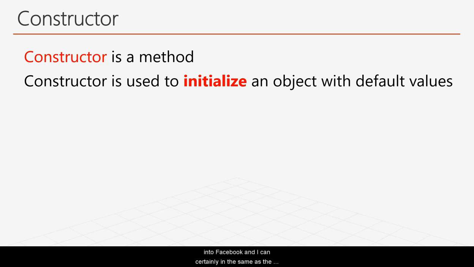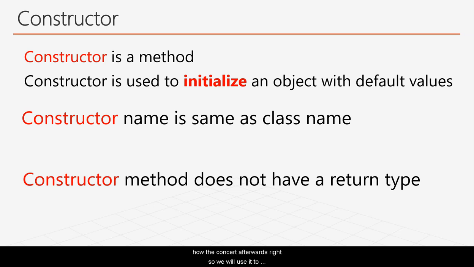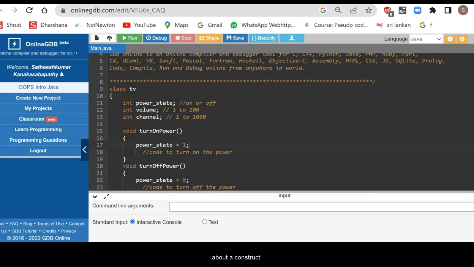And the constructor name is the same as the class name. The constructor does not have a return type. These are other properties of a constructor. So now what we will do in this section is talk about the details of how the constructor works, and we will use it to initialize an object. We will get hands-on with that same TV program. We will look at how the constructor is created for that and how it is used to initialize an object. Whenever there is talk about a constructor, always understand that a constructor is used to initialize an object with default values. That's what is very important to understand about a constructor.